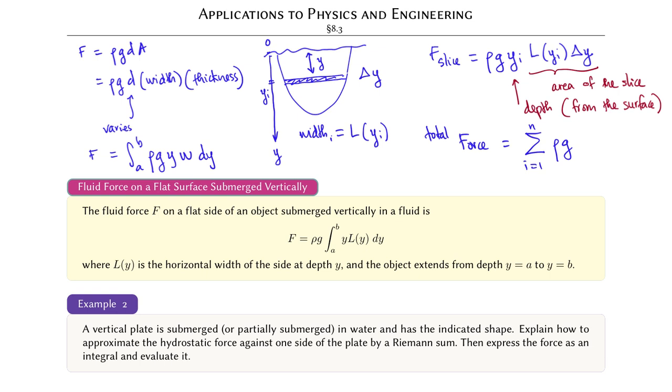The total force is the sum of rho g y_i L of y_i delta y, as i goes from 1 to n. As n goes to infinity, this Riemann sum will give us the definite integral. Rho g are constant, so we can move rho g in front of the integral sign. If this is the US customary system, then the force is delta times the integral from a to b of y L of y dy, where L of y is the horizontal width of the slice. Delta is the weight density.